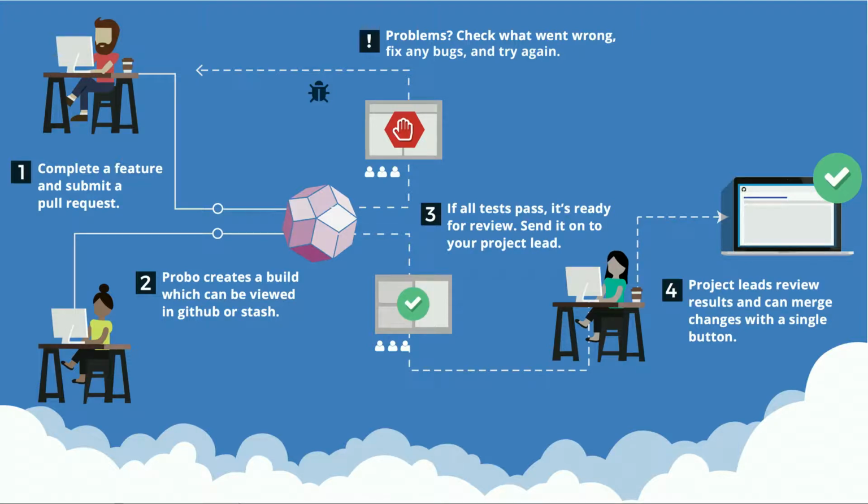Here we have a graphic that we put together that's kind of a flowchart of what a typical pull request or feature request would go through in Probo. First, we would have a feature be submitted and a pull request is created. It then goes to a Probo build, which runs a bunch of steps. If those steps fail, you get a notification right in the GitHub UI or Bitbucket UI, whichever one you're using. And that can go right back to the developer to get the bugs fixed and sent back through.